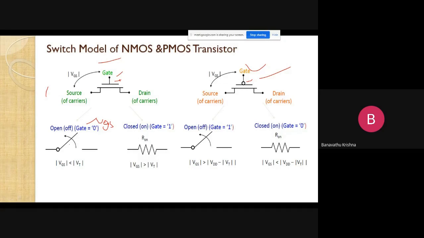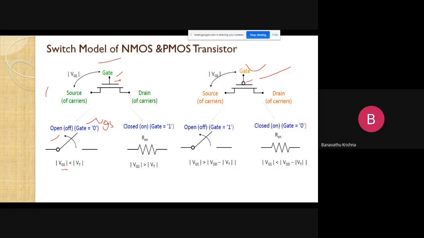It acts as an open circuit, when VGS is less than VT. VGS is the input voltage with respect to source at the gate, and it is less than VT. VT is nothing but the threshold voltage. Threshold voltage is the minimum level of input voltage. If your applied voltage exceeds that level, then only the device is going to change its conducting property.